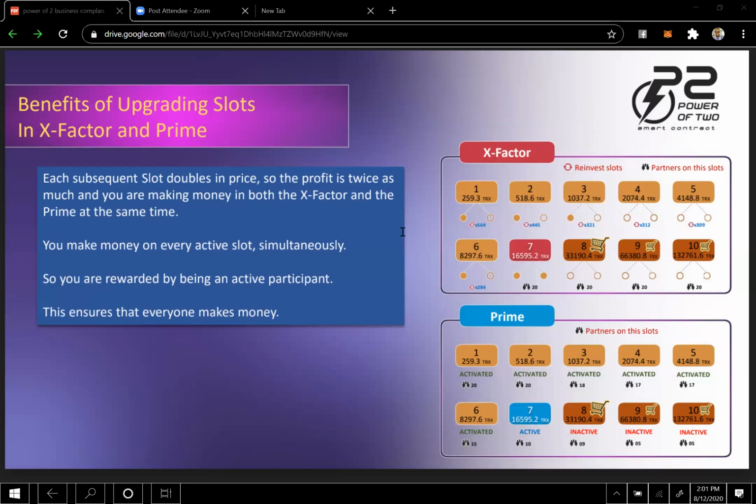So what happened right now? If that person didn't upgrade and those two people under you upgrade, the money goes to the upline. The money goes to your upline.